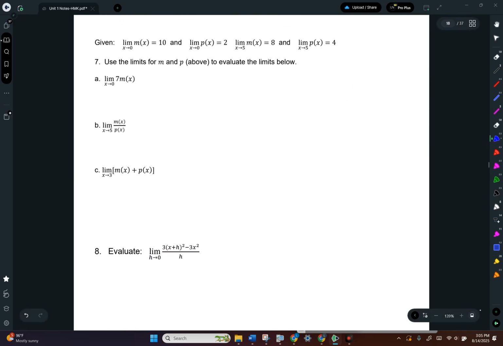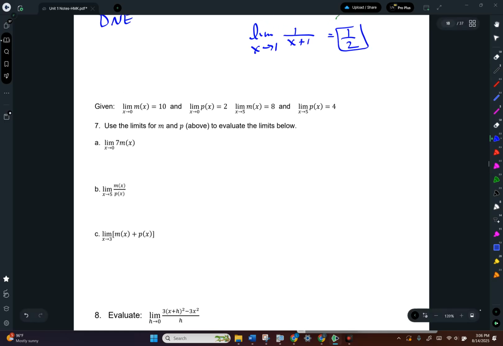Okay, so let's get to some that have all kinds of words. All right, let's look. So I'm given 4. I wonder if that's supposed to be an M. Oh, yeah. Okay, so I've got a limit for m as we approach 0 and a limit for p as we approach 0. And then I have a limit for m as we approach 5 and a limit for p as we approach 5. Okay, I see.